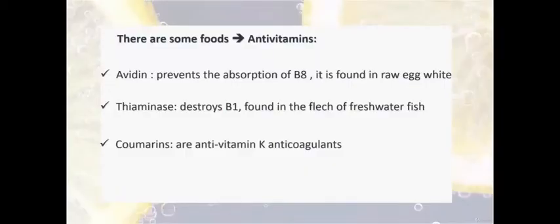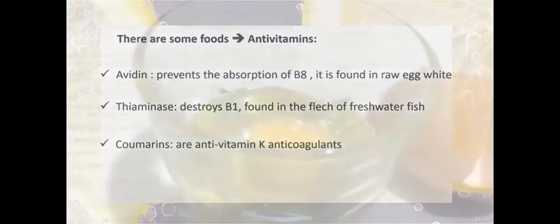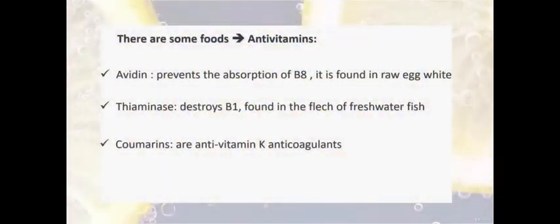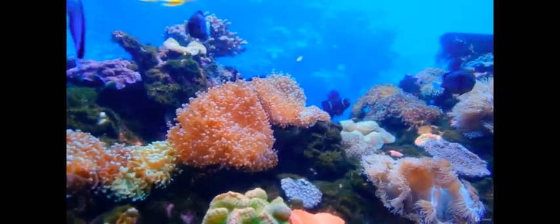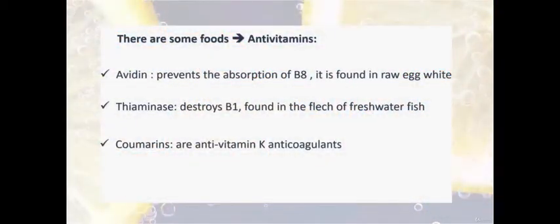The last point we are going to discuss about vitamins before jumping into minerals is some foods known as antivitamins. We have avidin, which prevents the absorption of B8 and is found in raw egg white, and thiaminase, which destroys B1 and is found in the flesh of freshwater fish. And lastly, coumarins are anti-vitamin K anticoagulants.